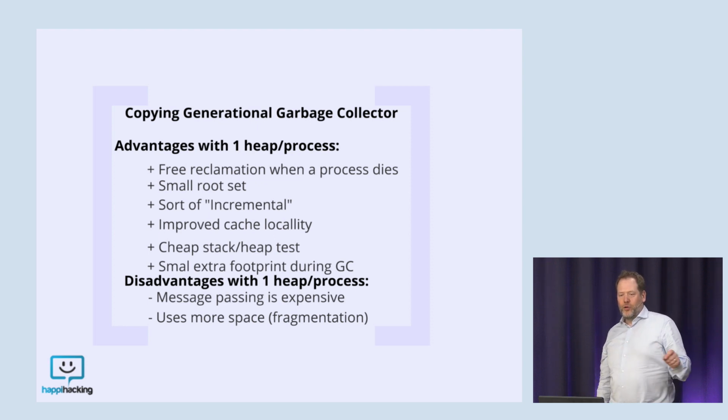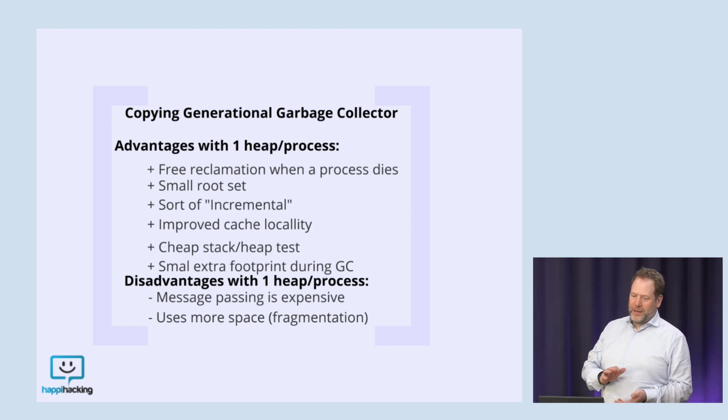You also get a very small root set, only in the stack of one process. So you get a sort of incremental garbage collection already from that. You get improved cache locality because each process has its own memory. And you can also have the stack and heap grow toward each other, and you get the cheap test and fewer pointers. And when you do the garbage collection, you only need space for the data of one process, not for the whole system. So the extra footprint for a copying collector is smaller.